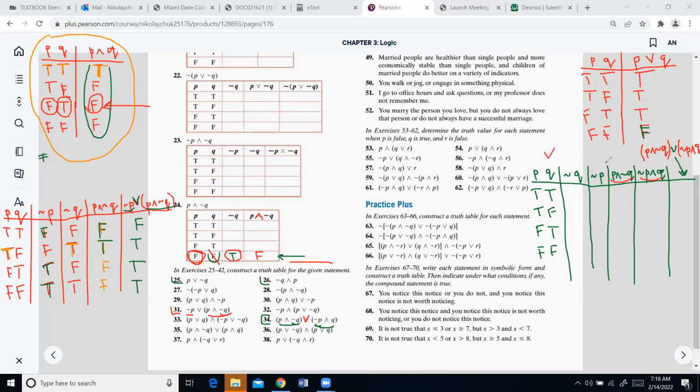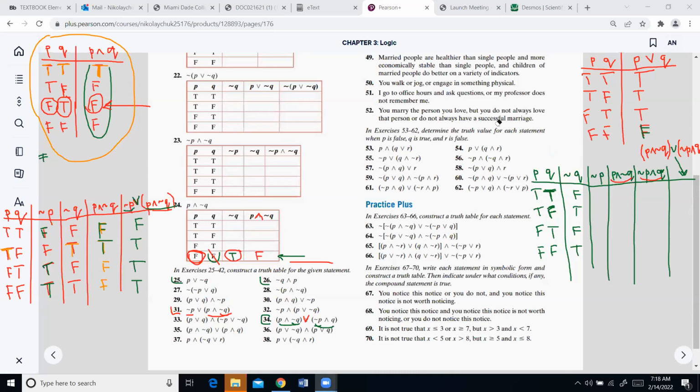So I take Q, and then not Q will be produced by negating all of those entries. So instead of T, I put F. You see, first was T, Q, so I put F. Then instead of F, I put T, right? The change was the opposite. Okay, keep going. T turns into F, and F turns into T. So I'm done with this first little column.